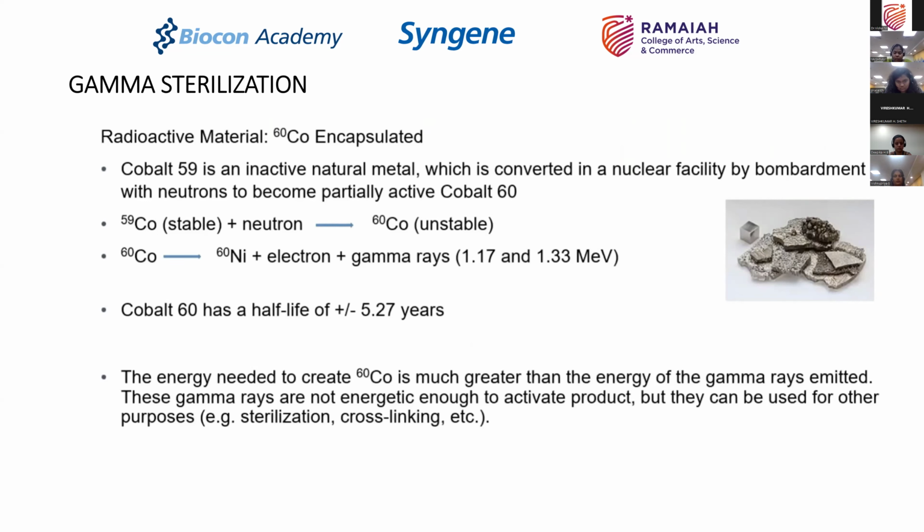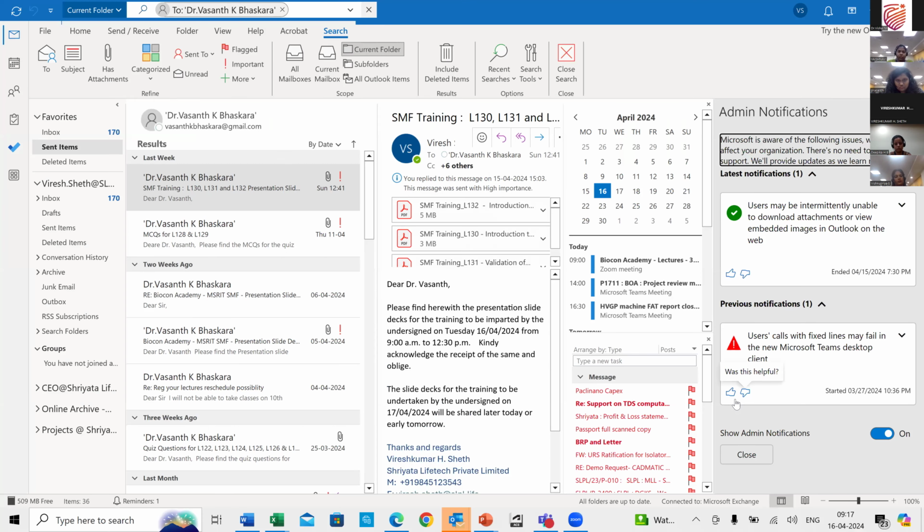And when cobalt 60 is left for degeneration, it will give you nickel 60 and electrons and gamma rays. The gamma rays would be in the region of 1.17 and 1.33 MeVs. Okay, so mega electron volts. Now, cobalt 60 has a half-life of 5.27 years. So if you have a cobalt 60 element and you take its half-life, it is about 5.27 years, which means that you could use it for a pretty long time without it losing its efficacy over a period of time.